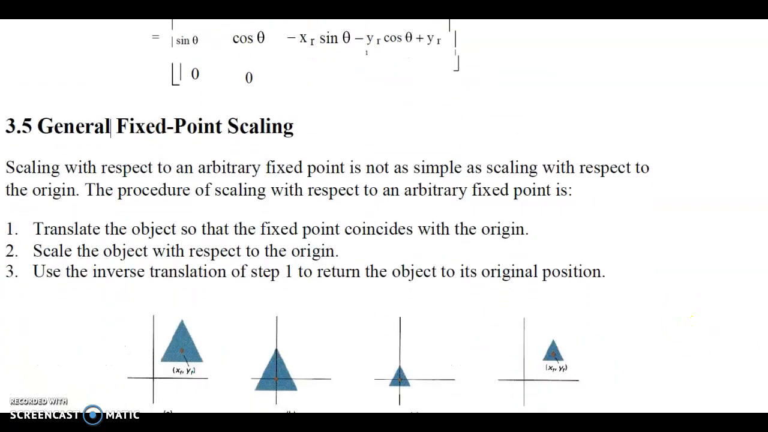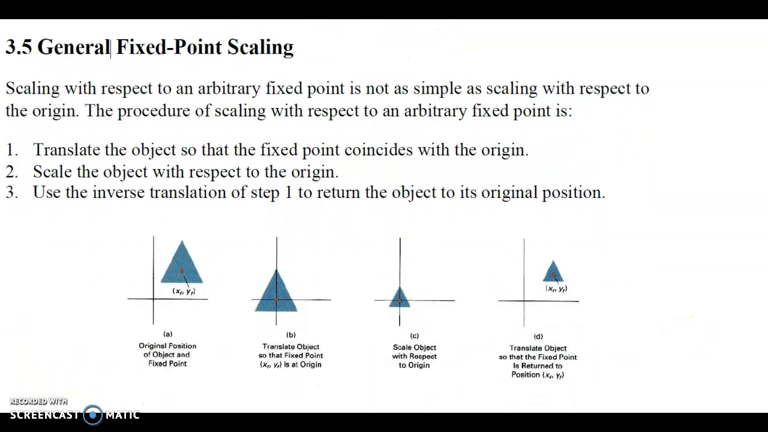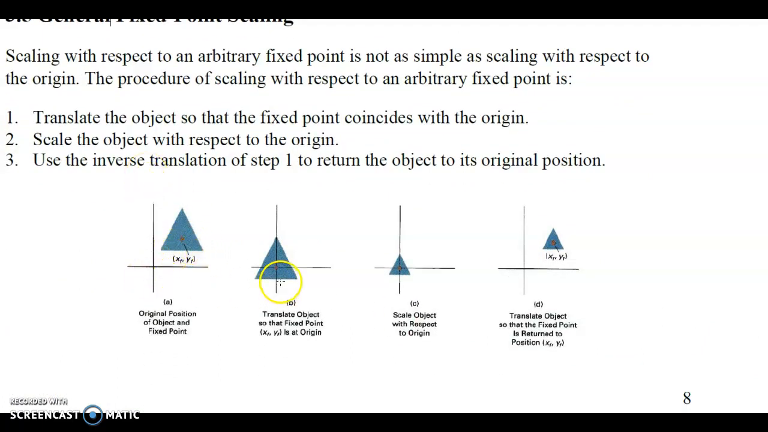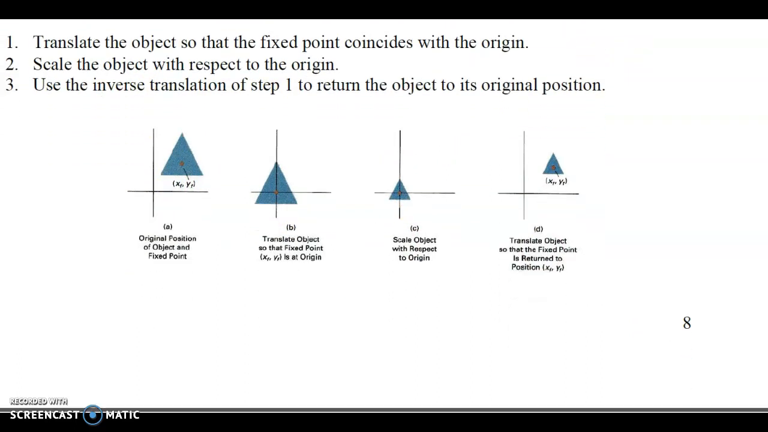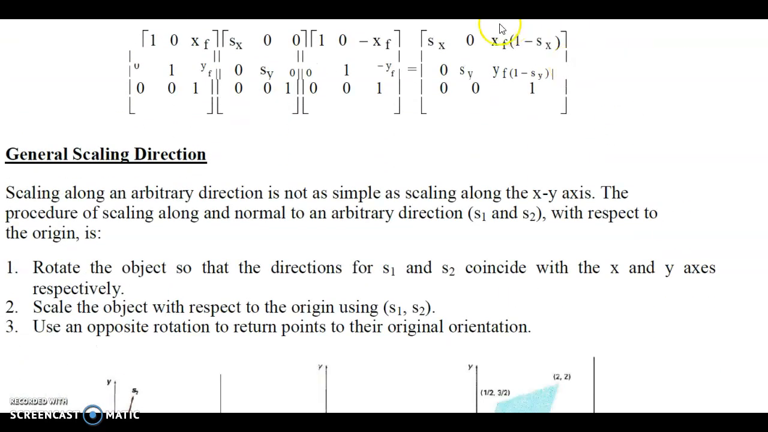Similarly, the same applies for general fixed point scaling. You translate the object to the origin, enlarge or reduce the size of the object, then translate it back. The composite matrix is given in this form. So this is the composite matrix for that.